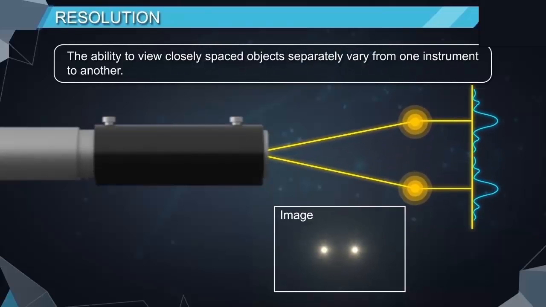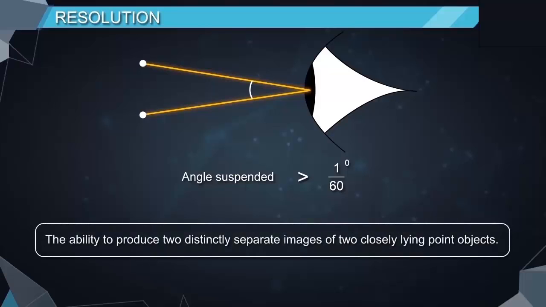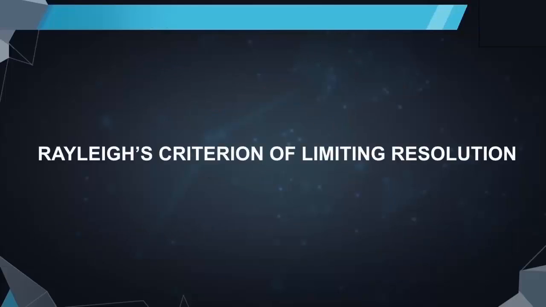The ability to view closely spaced objects separately varies from one instrument to the other. In fact, the human eye can see two-point objects separately only if the angle subtended by them at the eye is greater than 1/60th of a degree, or 1 minute. Based on this, resolving power of an optical instrument is defined as the ability to produce two distinctly separate images of two closely lying point objects.